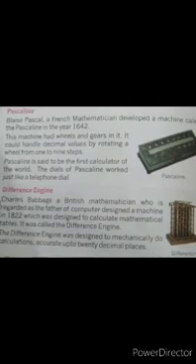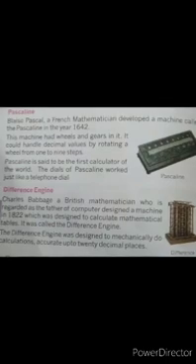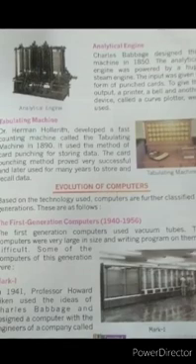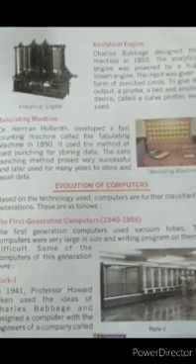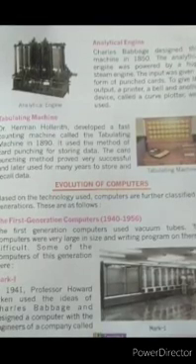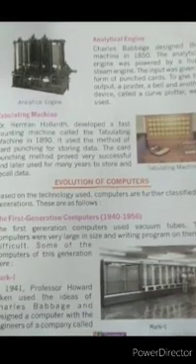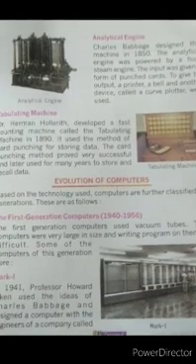Based on the technology used, computers are further classified into generations. These are as follows. The first generation computers use vacuum tube. These computers were very large in size and writing programs on them was difficult.